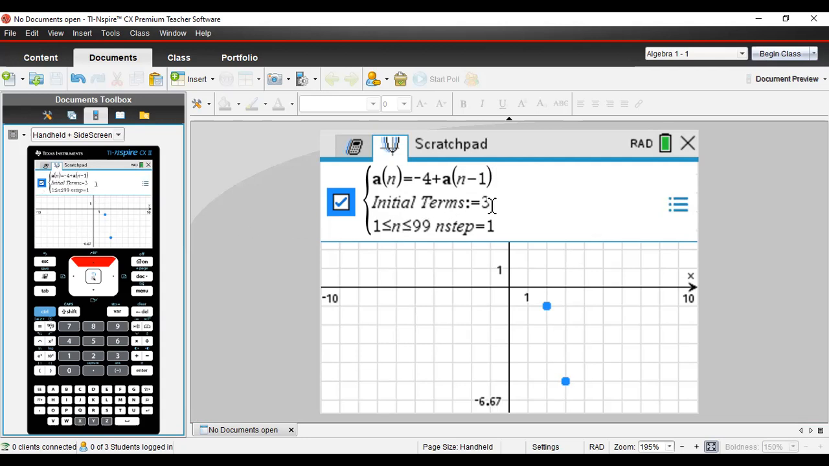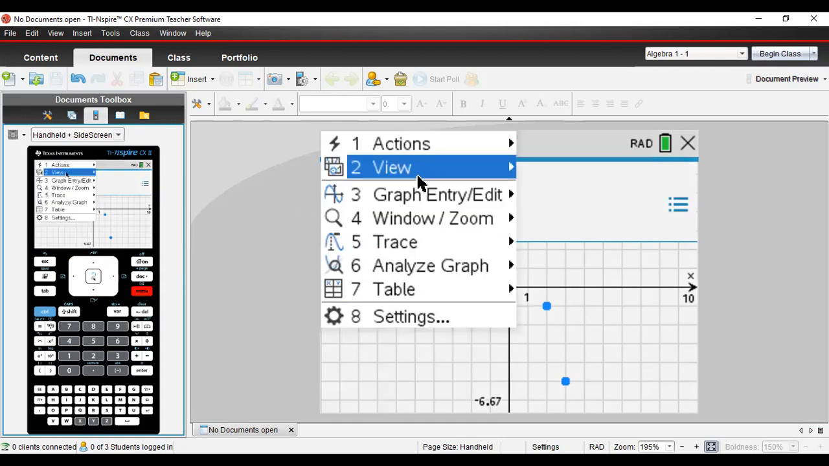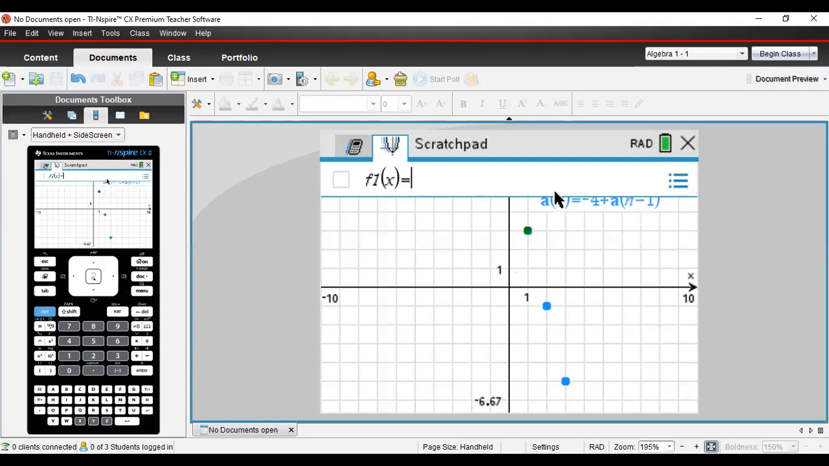And by the way, once you get done with this, if you want to go back to functions, you have to do menu 3, 1. You go back to the menu, go back here, and then you would click on function, and then it would go back to functions.